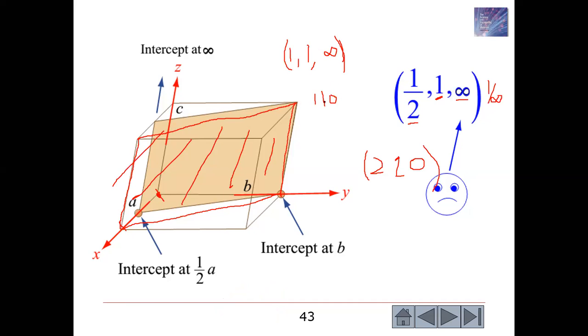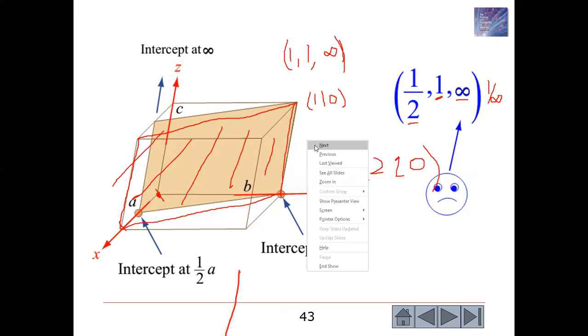Clear fractions. There are no fractions. Do not reduce it to a lower integer, so keep it like this. And there is no bar or negative. So just enclose it in parentheses. So that is your (1, 1, 0) plane. Let's move forward.